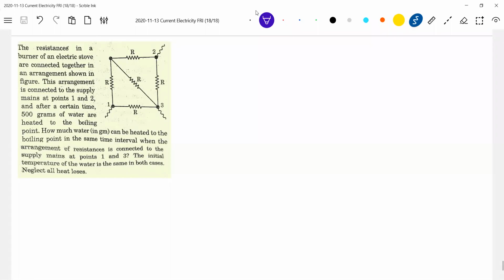So these are the cells. First, I'll connect them. It is connected across points 1 and 2. So here, let's take a bad cell now. The connection is made.